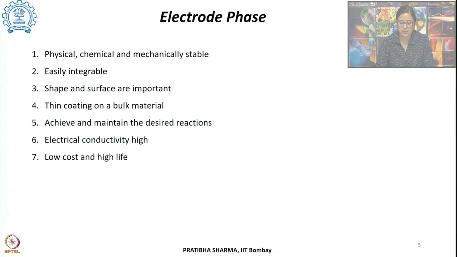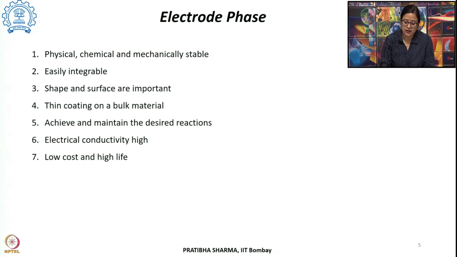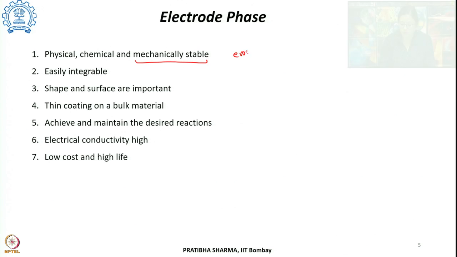Now, the requirement for the electrode phase is that it should be mechanically stable. It should not undergo erosion when it is acted upon by different reactants, by different products, in the presence of different ions. So, there should not be any loss of electrode when it is subjected to different species. At the same time, it should remain physically and chemically intact.